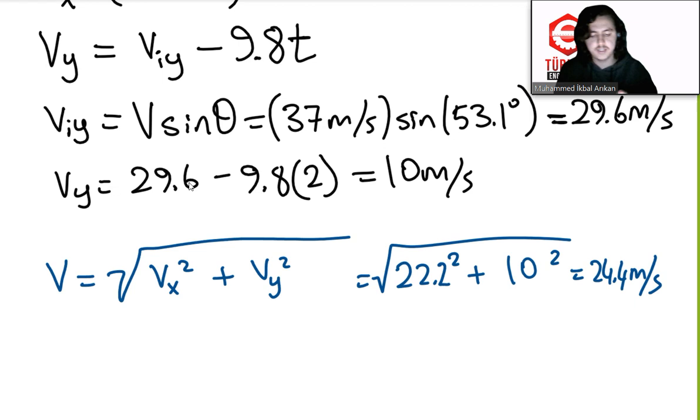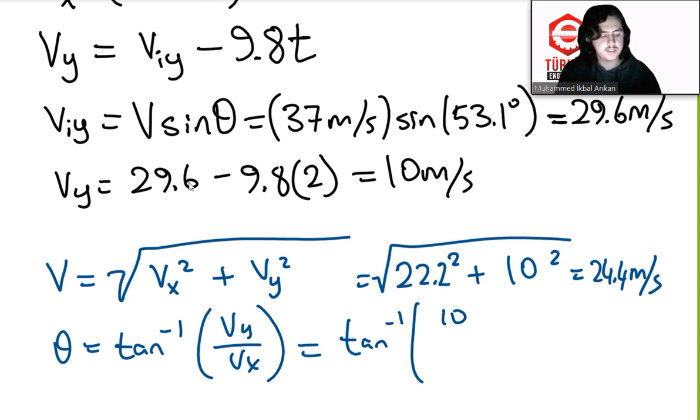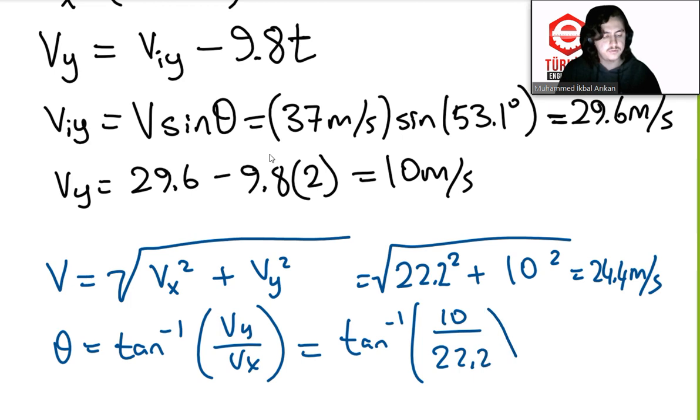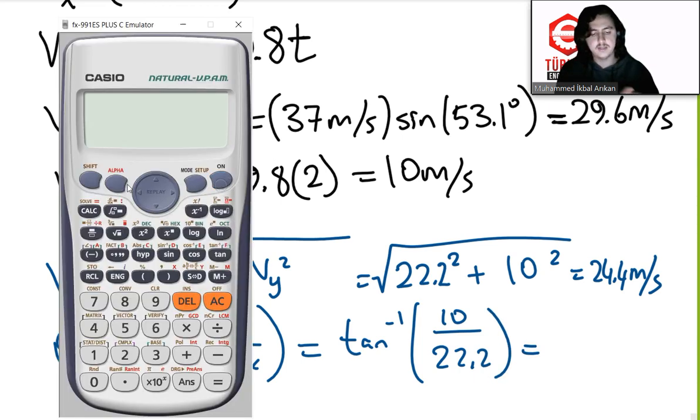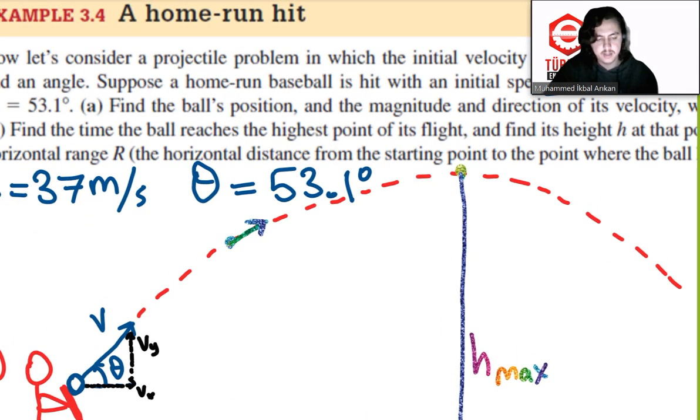What about the angle? Actually, the angle can be calculated by inverse tangent of Vy divided by Vx. So I have the final Vy, which is just 10 meters per second, divided by initial x, or final x, actually they are equal to each other, which is 22.2. So let's take the arctangent, 10 divided by 22.2, I will get the angle.